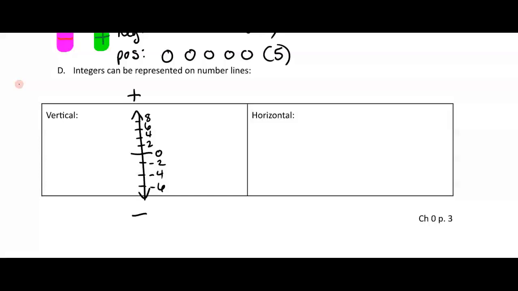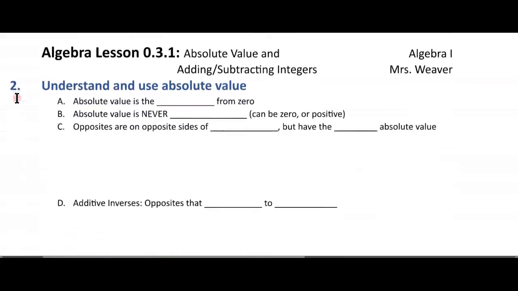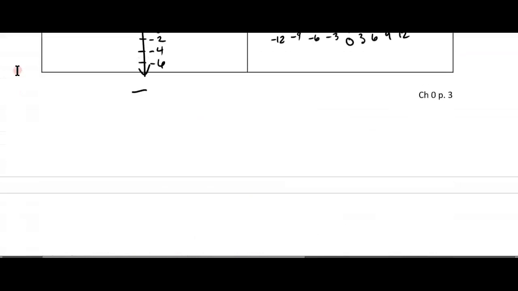More frequently, we'll use a horizontal number line, where 0 is in the middle and positive is to the right. Positive to the right and negative to the left. So one way I help myself remember it is it's right to be positive, positives to the right. All right, so we're going to pause here and do formative exercises.